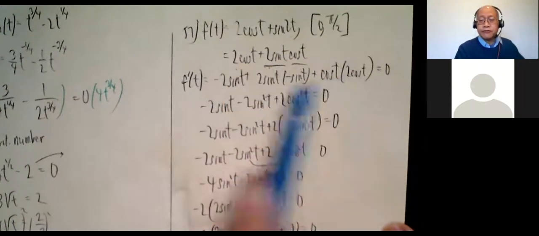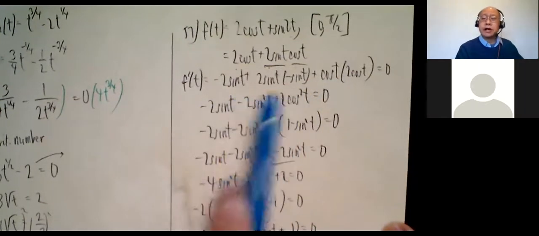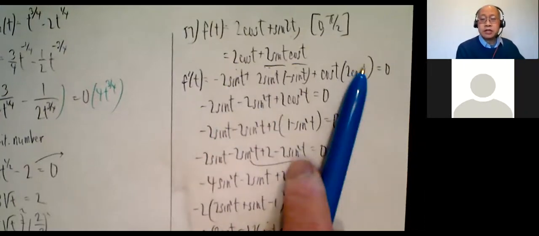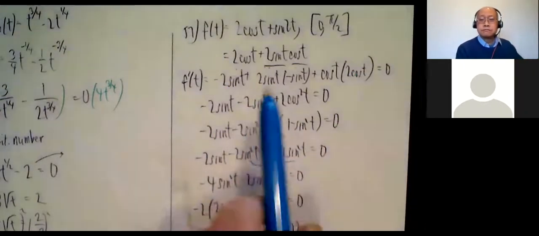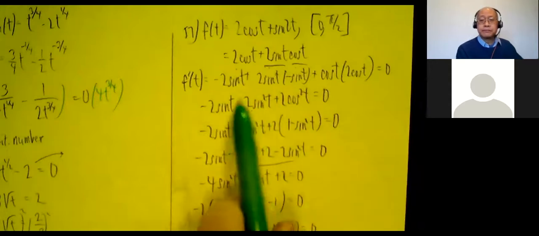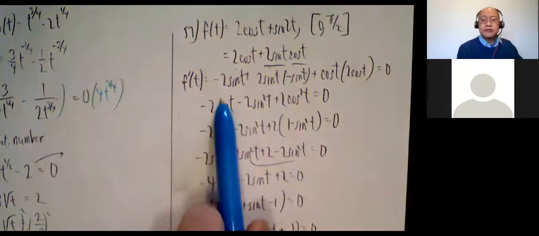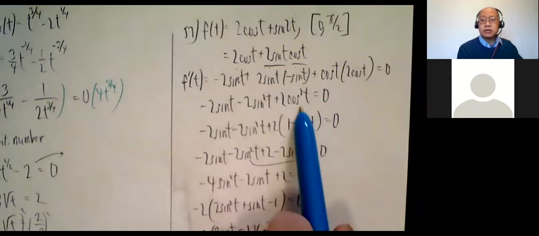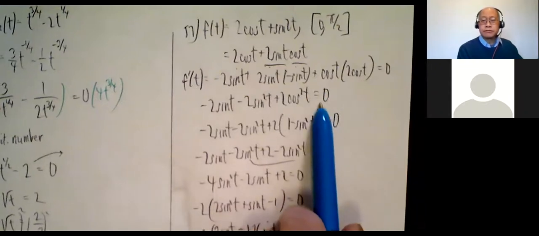But again, this trig function that only involves sines and cosines, that's defined for all real numbers. So it's never going to be undefined. Just set it equal to 0. Okay, a little bit of touch up. Negative 2 sine t minus 2 sine squared of t plus 2 cosine squared t equals 0.